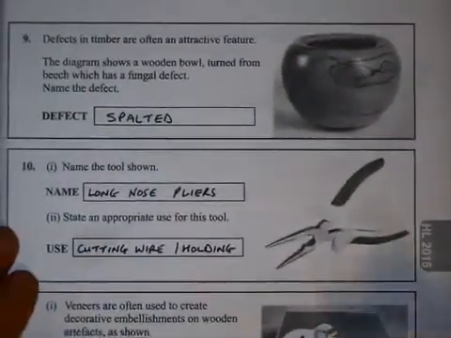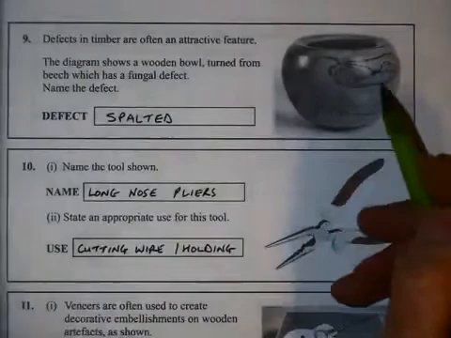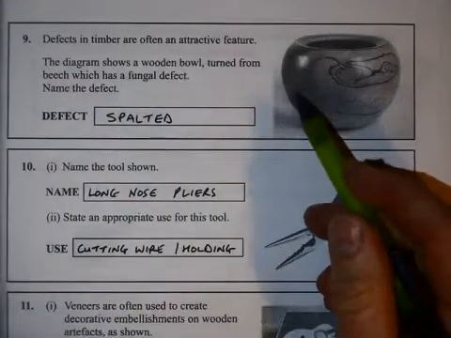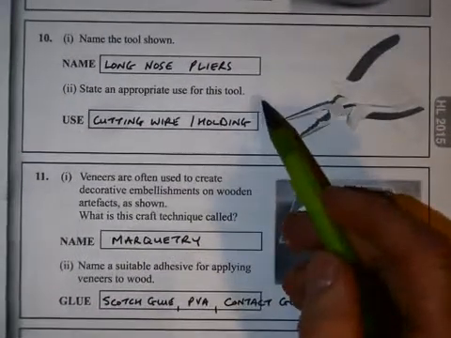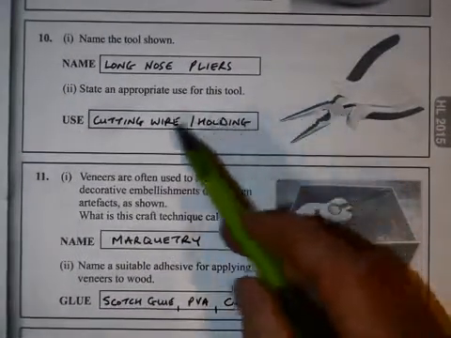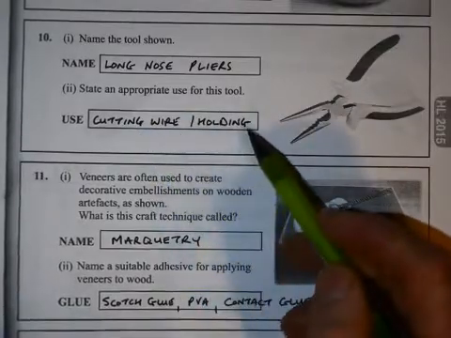Name the defect that's shown here in the bowl. So these black lines that are shown on it, they're spalted or spalting. Any of that there, it's just spalting. Name the tool shown. Long nose pliers. Pliers would probably do, used for cutting wire maybe, or holding.